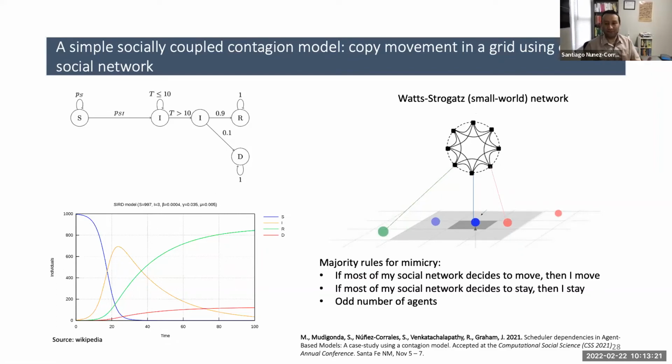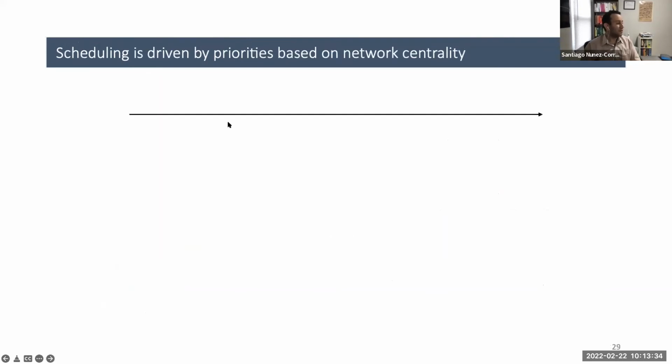This is mimicking isolation, self-isolation protocols in the presence of social network and social pressures. We also had an odd number of agents in the network for majority reasons. And then the scheduling is driven by priorities based on network centrality. We had to generate criteria for determining these priorities.